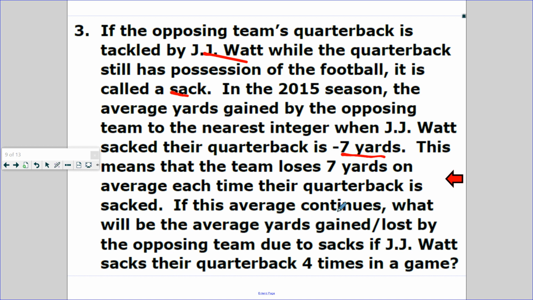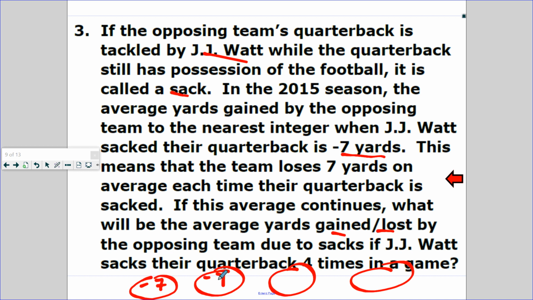This means that the team loses 7 yards on average each time their quarterback is sacked. If this average continues, what will be the average yards gained or lost by the opposing team due to sacks if J.J. Watt sacks their quarterback 4 times? So he sacks them 1 time, 2 times, 3 times, 4 times. And he says that they sack about negative 7 yards each time. What is 4 groups of negative 7? 4 times negative 7 would be negative 28.